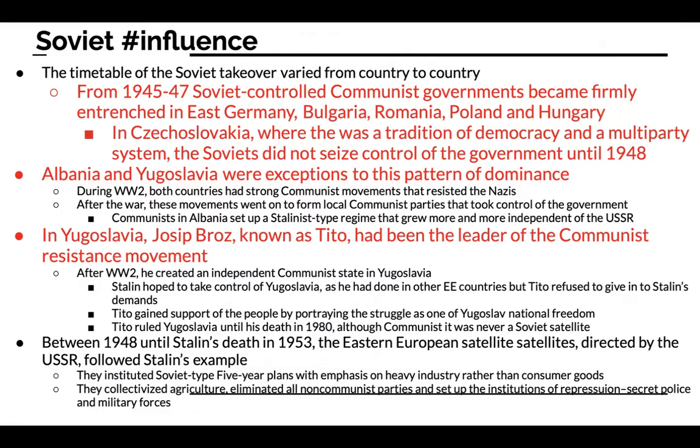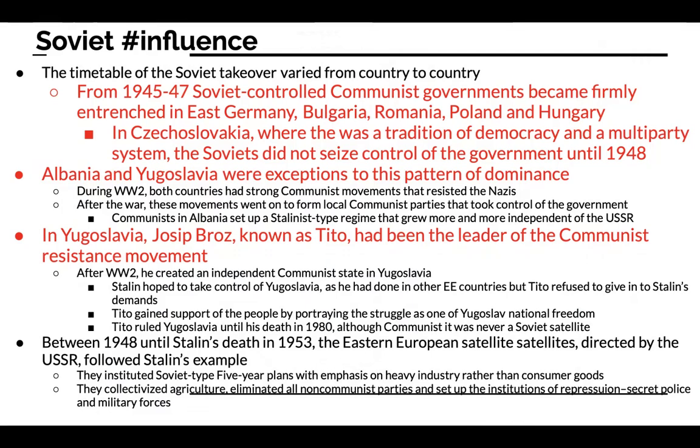Albania and Yugoslavia were the exceptions to this pattern of dominance. During World War II, both countries had strong communist movements that resisted the Nazis. After the war, these movements went on to form local communist parties to take control of the government. Communists in Albania set up a Stalinist regime that grew more and more independent of the Soviet Union. In Yugoslavia, Josip Broz, known as Tito, was the leader of the communist resistance movement. After World War II, he created an independent communist state in Yugoslavia, that South Slav state from World War I.